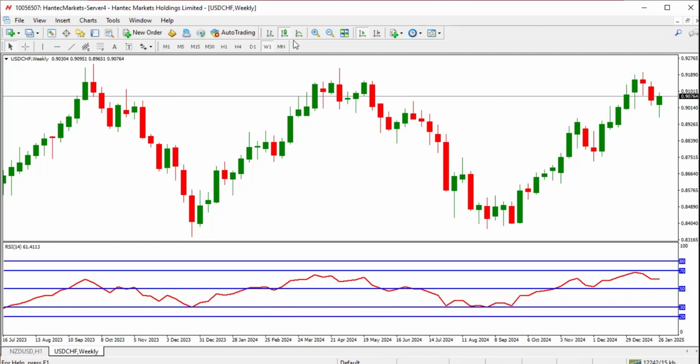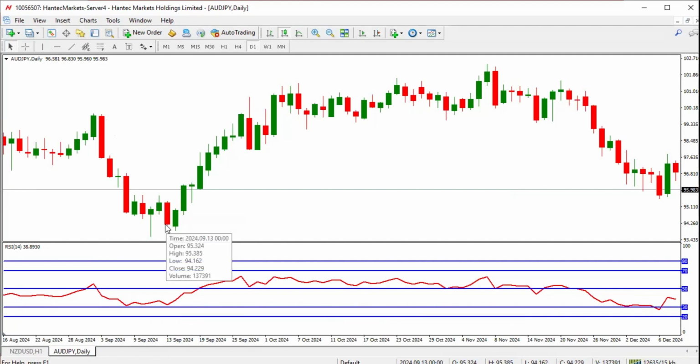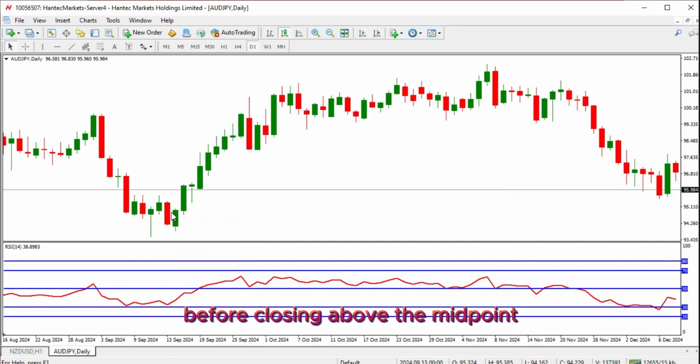Let's look at AUDJPY. In AUDJPY, the market sold from this point to this point. After the close of this sell candle, a bullish candle opened far below the close of this sell candle before closing above the midpoint. This suggests a shift in market psychology from bearish to bullish. And what happened after? The market reverses and starts buying.